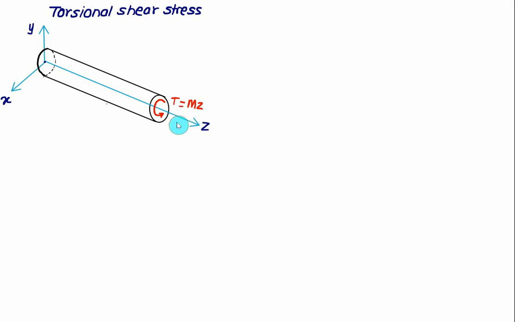So Mz we normally call the torque, that is the twisting moment, and if we have a bending about the x axis, then it is represented by Mx, or if we have a bending of this shaft about the y axis, it is represented by My.